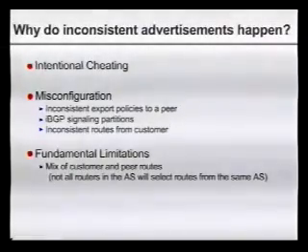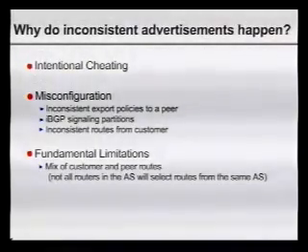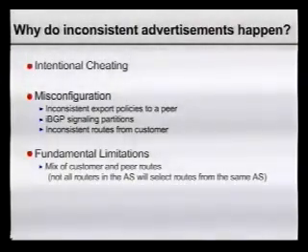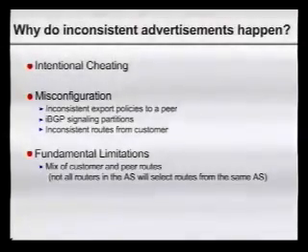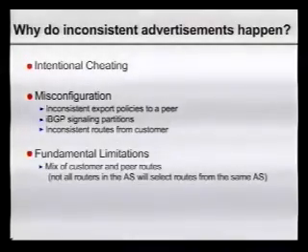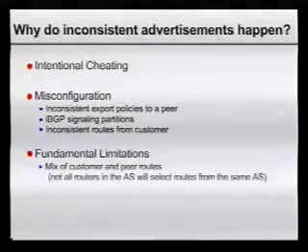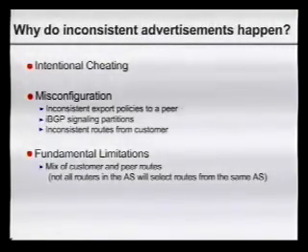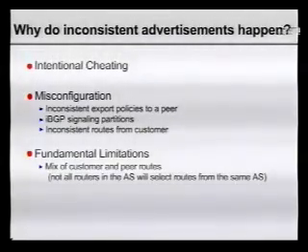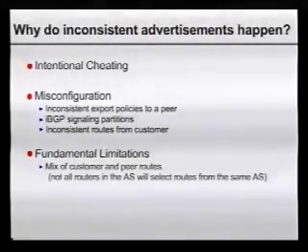So first, let's get to the question of why these inconsistent advertisements happen. Well, the first one is obvious, right? Your peer may just be trying to cheat you. That's simple enough. But the peer may not be sending inconsistent routes intentionally. There are a number of reasons why you might expect to see these inconsistent advertisements, several of which involve misconfiguration, and I'll go into detail on these in the coming slides. And others have to do with some fundamental limitations with regard to the interaction between the BGP decision process and how people implement business contracts.